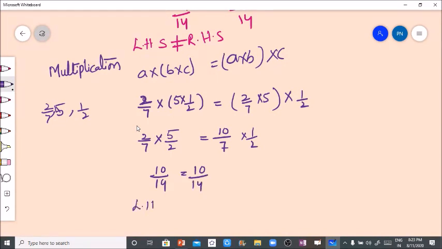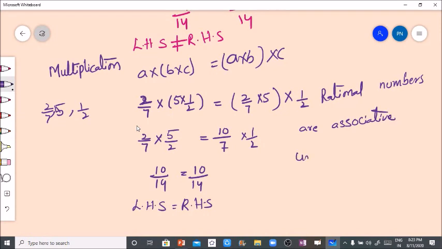Here LHS equals RHS. That means we can say that rational numbers are associative under multiplication. Right. Good. Okay.